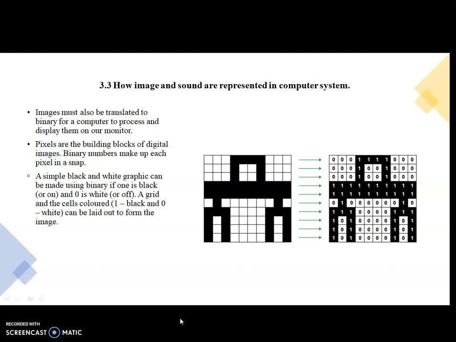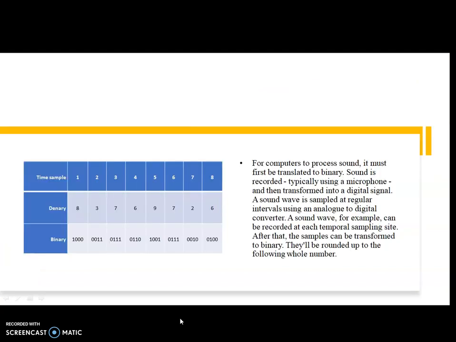How images and sound are represented in a computer system. Images must also be translated into binary for a computer to process and display them on our monitor. Pixels are the building blocks of digital images. A simple black and white graphic can be made using binary, if 1 is black and 0 is white. A grid of colored cells can be laid out to form the image.